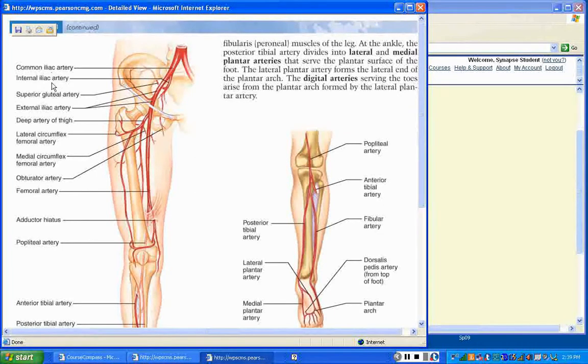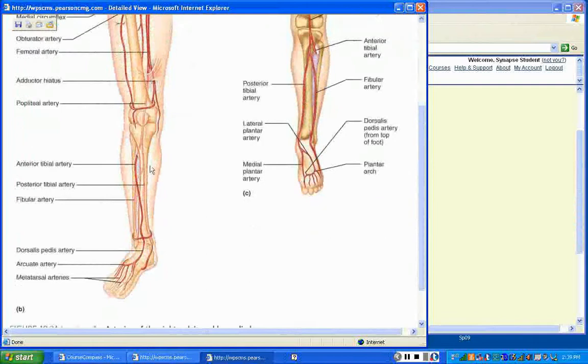So let's check them off. We got common, internal. We skip one, we got external, then we got the deep. And we skip a few and we go to femoral. Now the femoral goes behind the knee, and when it does, it gets a new name. It's called the popliteal now. And then as the popliteal goes below the knee, it eventually gets a branch that comes forward. So look, they call it the anterior tibial because it comes forward.